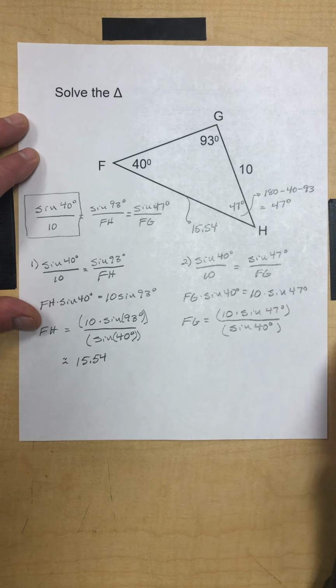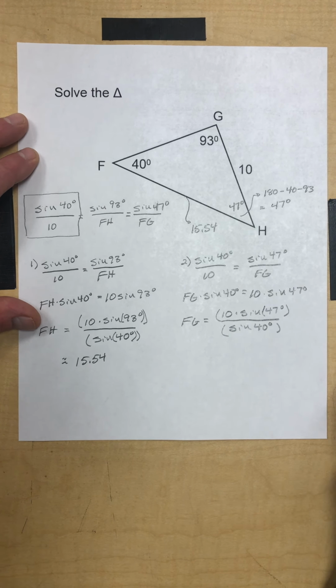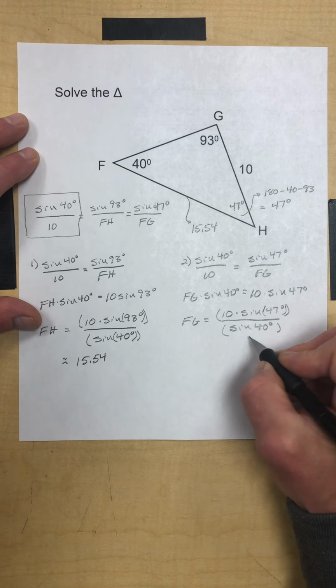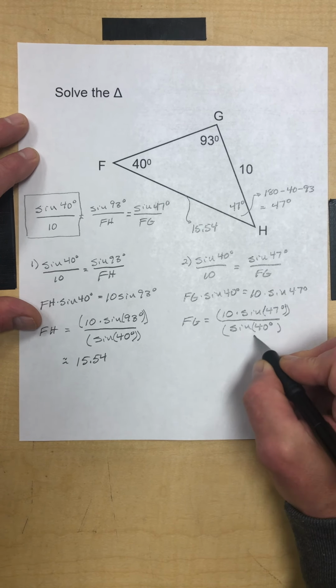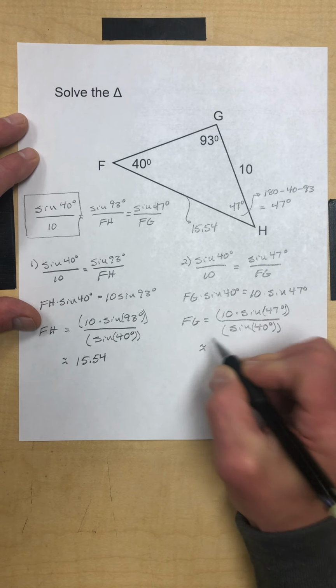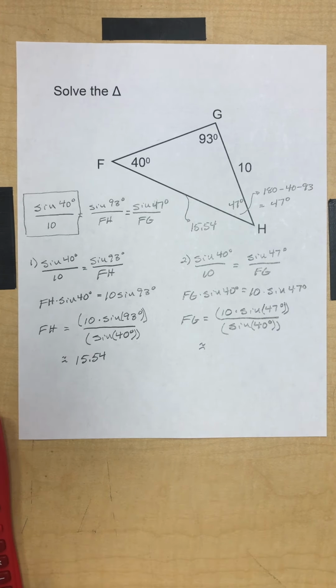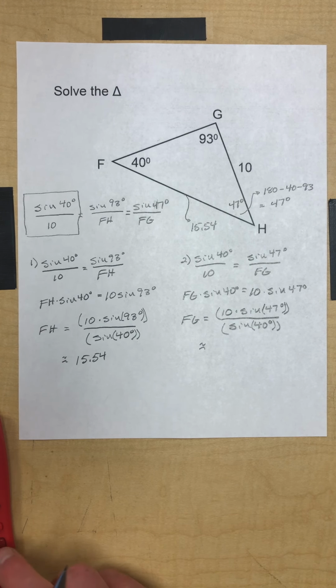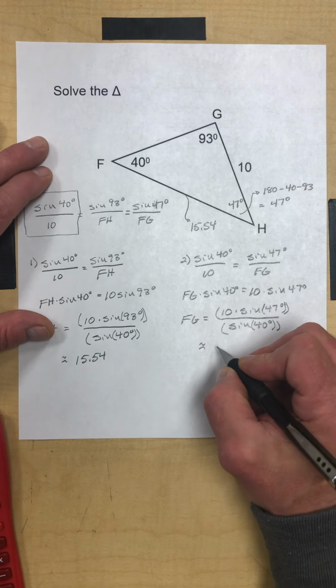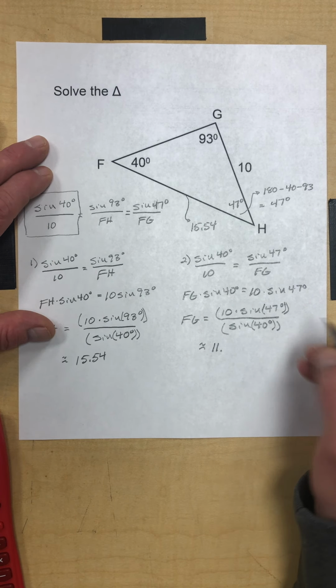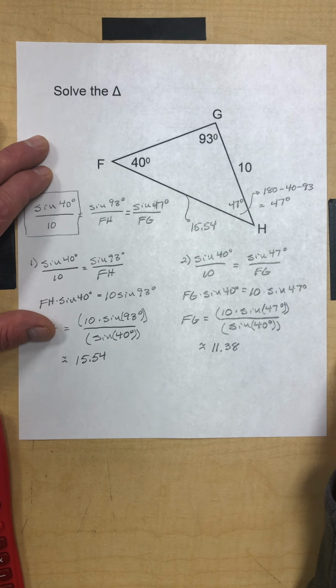And again, I'm going to punch that entire thing into my calculator, so I need to separate the numerator from the denominator. And we know when I punch in sine in my calculator, it's going to give me that parenthesis, so I need a second one. And down here, when I punch in sine, it's going to give me that parenthesis, so I need a second one. And then I punch it in. Okay, so we go parenthesis, 10 times the sine, and the parenthesis comes up, 47, so I need two parentheses, divided by parenthesis, sine, and the parenthesis comes up, so I punch in 40, and then two parentheses. And I round off to the nearest hundredth, so I get 11.38 when it's rounded off to the nearest hundredth.